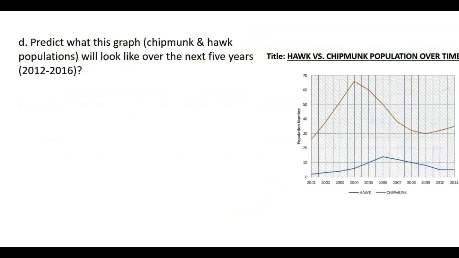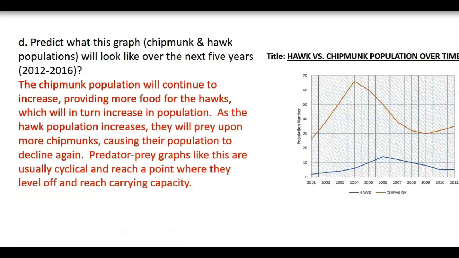D, predict what this graph for the chipmunk and hawk populations will look like over the next 5 years. So if you were to expand this graph out, what do you think would happen? The chipmunk populations will continue to increase, providing more food for the hawks, which will in turn increase in population. As the hawk populations increases, they will prey upon more chipmunks, causing their populations to decline again.